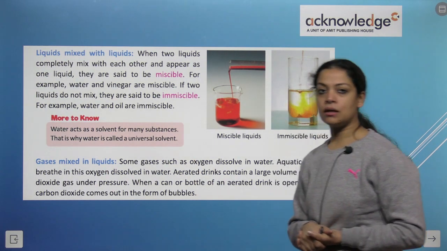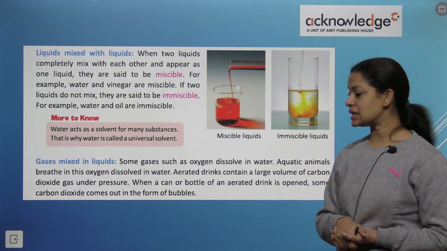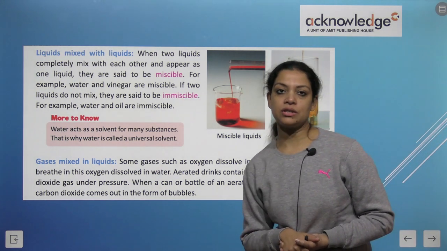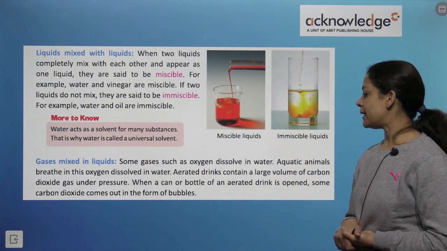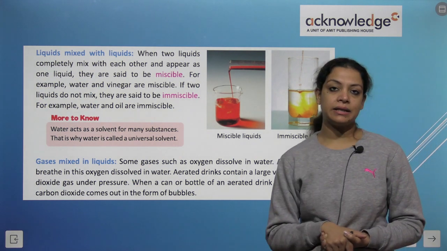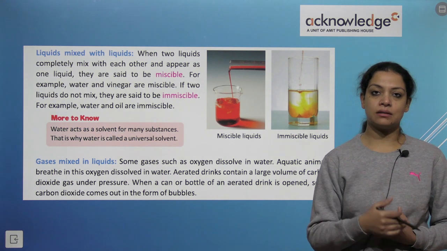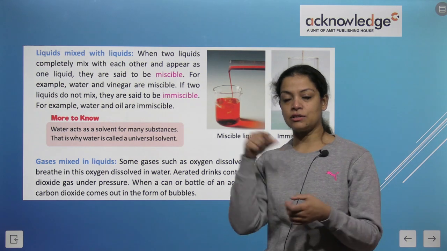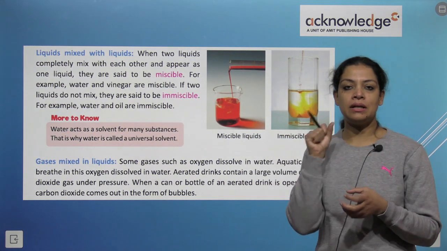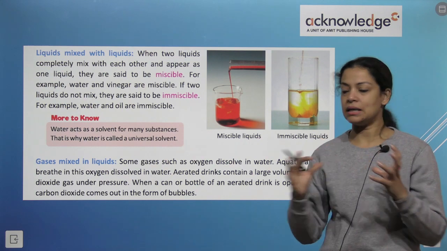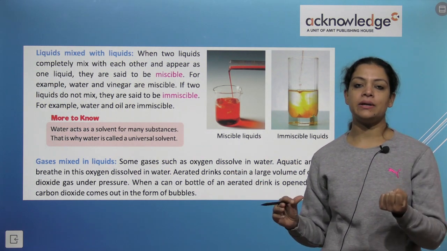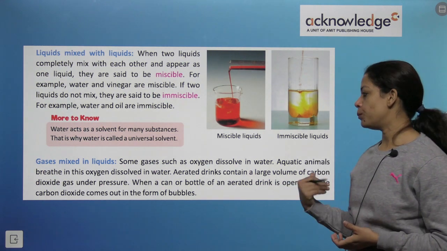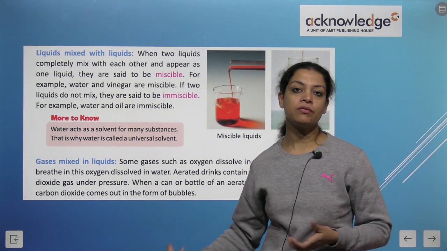Now gases mixed in liquids. Some gases such as oxygen dissolve in water. Aquatic animals breathe in this oxygen which is dissolved in water. Aerated drinks contain a large volume of carbon dioxide gas. The soft drinks which we consume, they have a lot of carbon dioxide under pressure. So that's how when we open the cap or open the lid of a can, जो sound आती है, that is because of the under pressure carbon dioxide packed in it. So when a can or bottle of an aerated drink is opened, some carbon dioxide comes out in the form of bubbles.